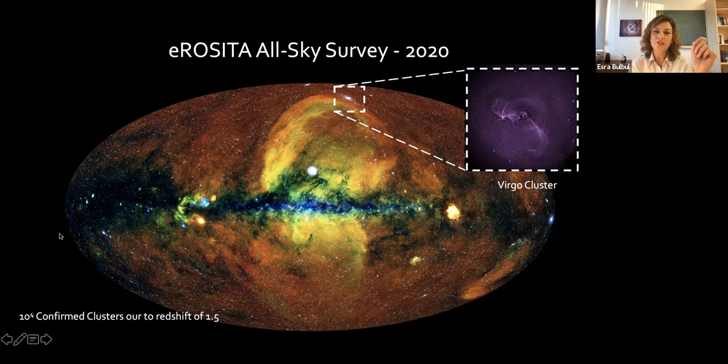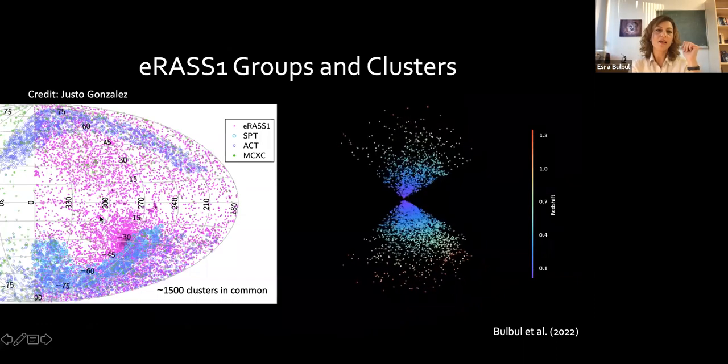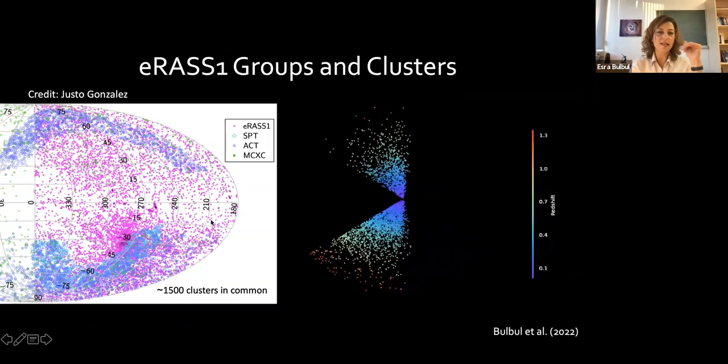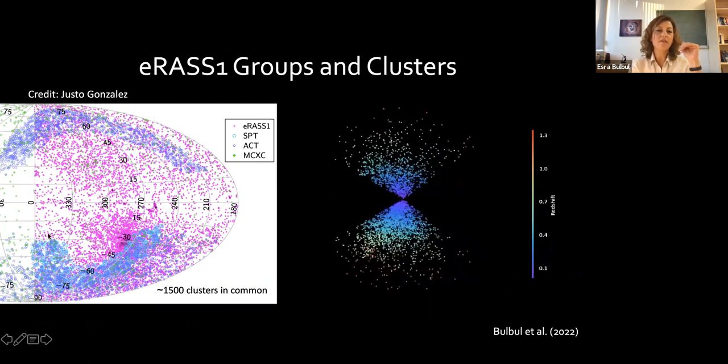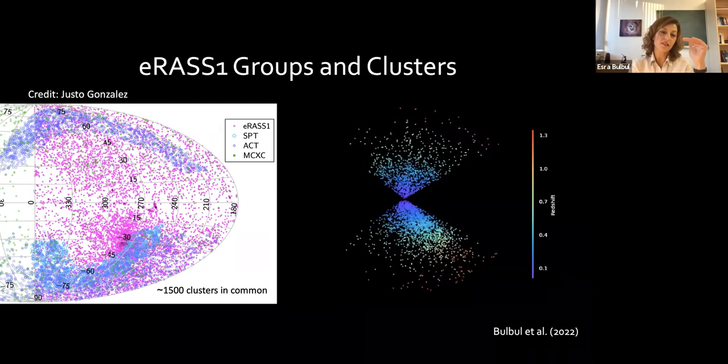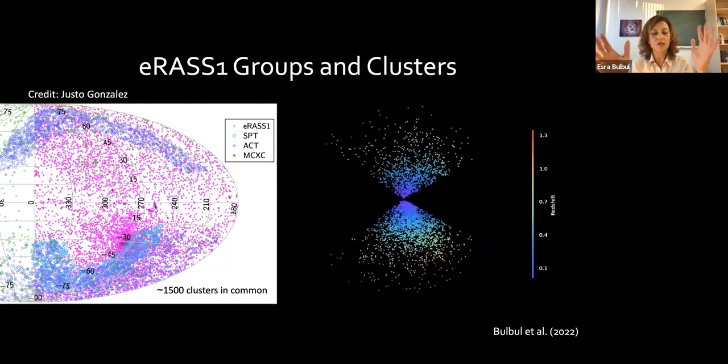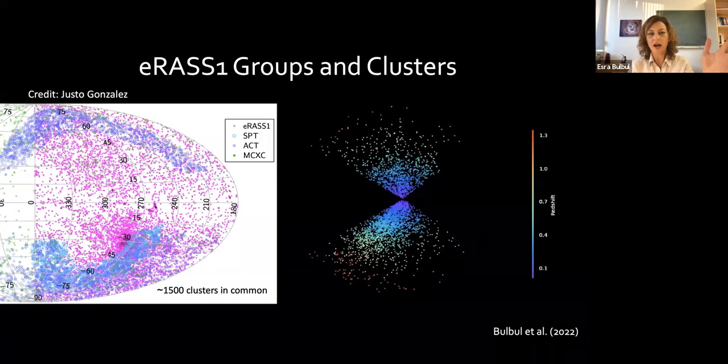By the way, I have to say, in Germany, we own the data rights of half of the sky. The southern sky is ours; the northern sky belongs to the Russian collaboration. So this shows you our part of the sky. We detected 12,000 extended sources over here, and 1,500 of these clusters are known. That means we have detected 10,000 new extended sources in our sky alone.